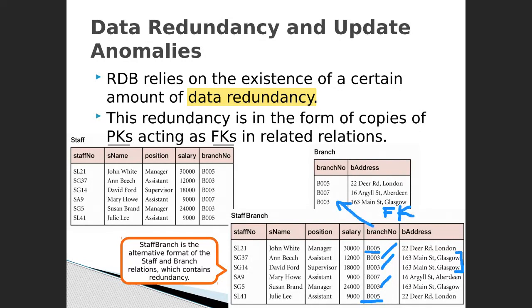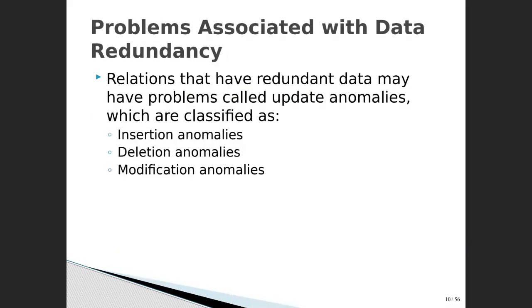So if we combine these two relations together, we will have data redundancy, which is what you can see here, the foreign key related to some attributes in another base relation. So these are the branch base relation and the staff base relation, and the staff branch relation is created based on these two base relations.